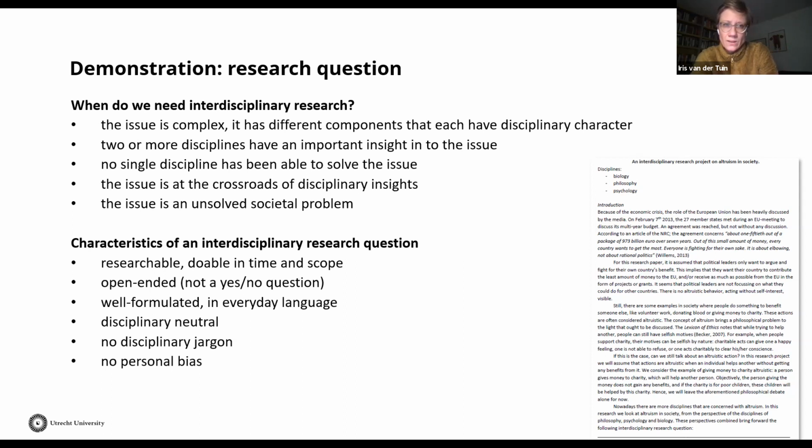And then there are the characteristics of an interdisciplinary research question. The question should be researchable, doable in time and scope. It should be open-ended, so not a yes or no question. Well formulated in everyday language, because you have to talk across disciplines. So it should be disciplinarily neutral, no jargon, and no personal bias.